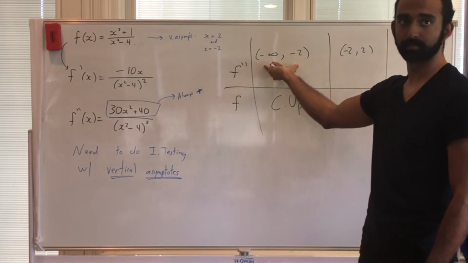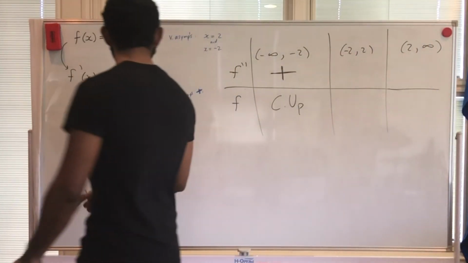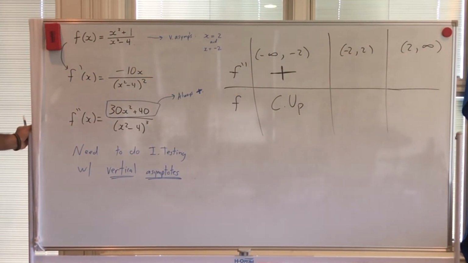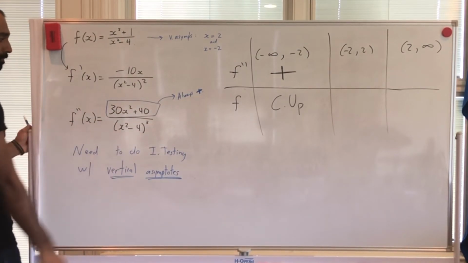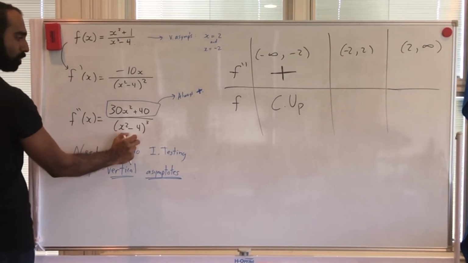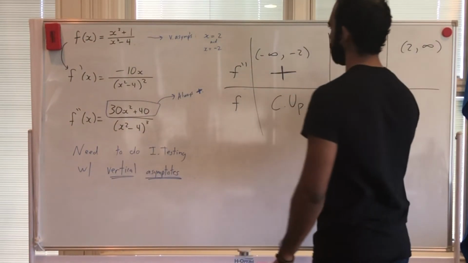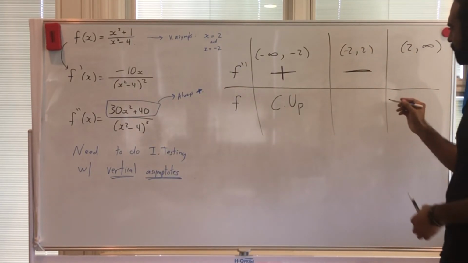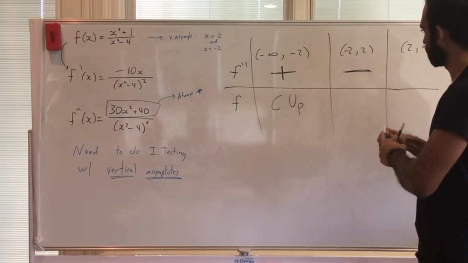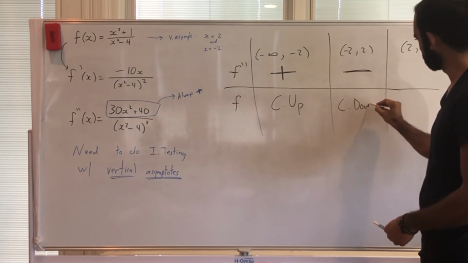Now on the following piece, -2 to +2, what's a nice number in there? 0. Again, the top is always positive, but if I stick 0 in the bottom, I get -4, cubed, so that's negative. So on that piece the graph is concave down. That is what it is doing visually.